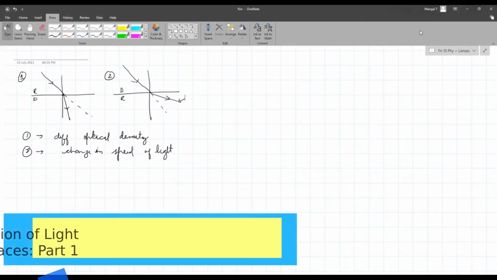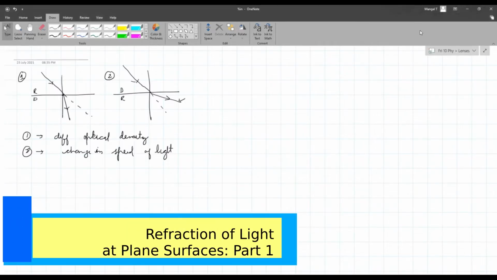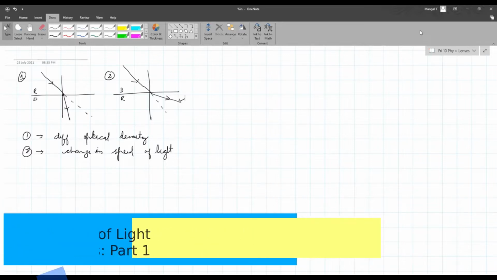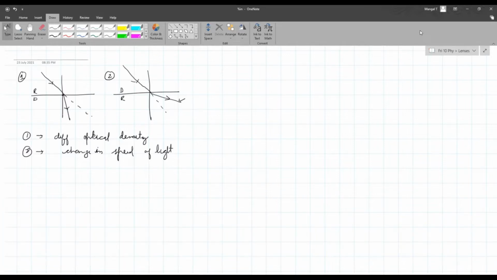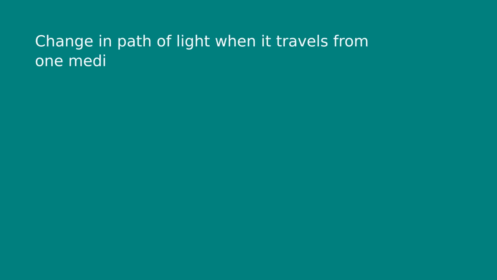A ray of light going from one medium to another medium bends. That bending is called refraction of light. Now, bending happens because there is a difference in optical density, and because of the difference in optical density, there is a change in the speed of light. Light travels faster in a rarer medium, and slower in a denser medium. So that is about refraction.